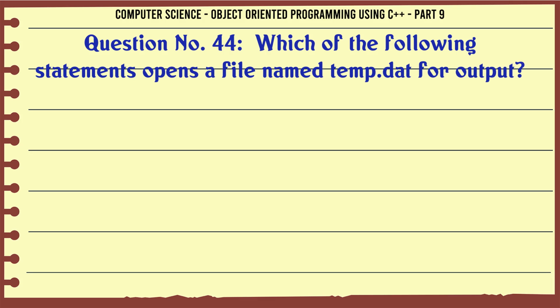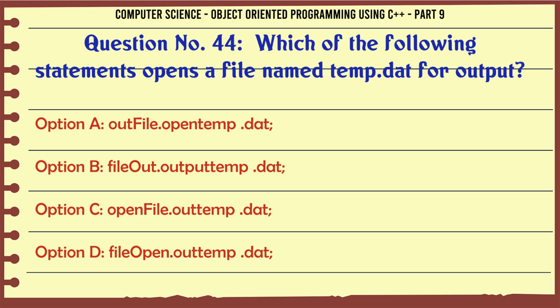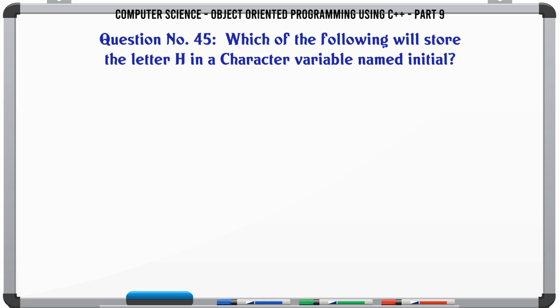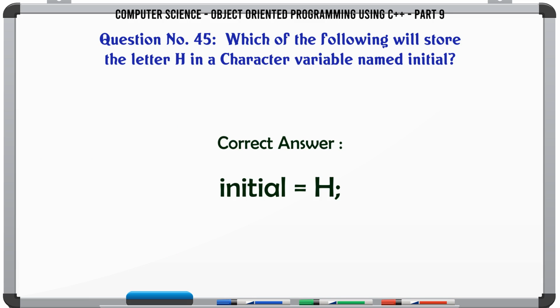Which of the following statements opens a file named temp.dat for output? A. outfile.open(temp.dat). B. fileout.output(temp.dat). C. openfile.out(temp.dat). D. fileopen.out(temp.dat). The correct answer is outfile.open(temp.dat). Which of the following will store the letter H in a character variable named initial? A. initial = H. B. initial = H. C. initial = H. D. initial = H. The correct answer is initial = H.